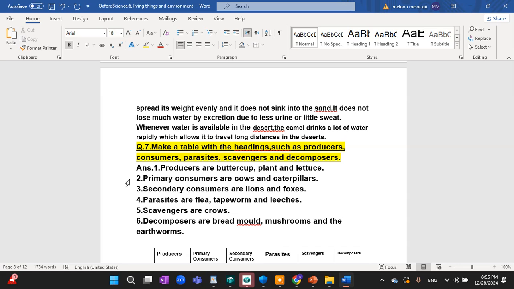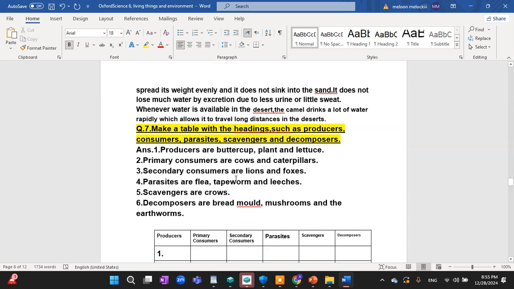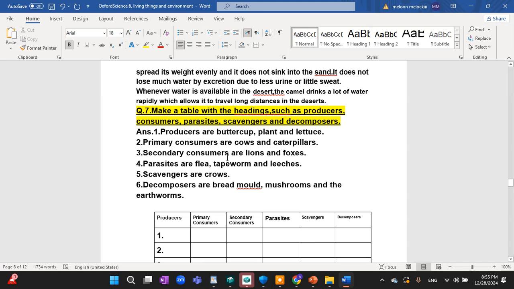Question number 7. Make a table with the headings such as producers, consumers, parasites, scavengers, and decomposers. Answer. Number 1. Producers are buttercup plant and lettuce. Second, primary consumers are cows and caterpillars. Number 3, secondary consumers are lions and foxes. Number 4, parasites are flea, tapeworm and leeches. Number 5, scavengers are crows. Number 6, decomposers are bread molds, mushrooms, and earthworms.